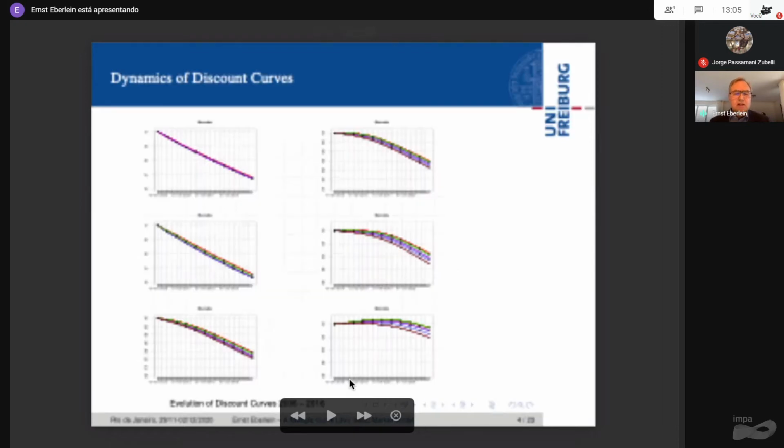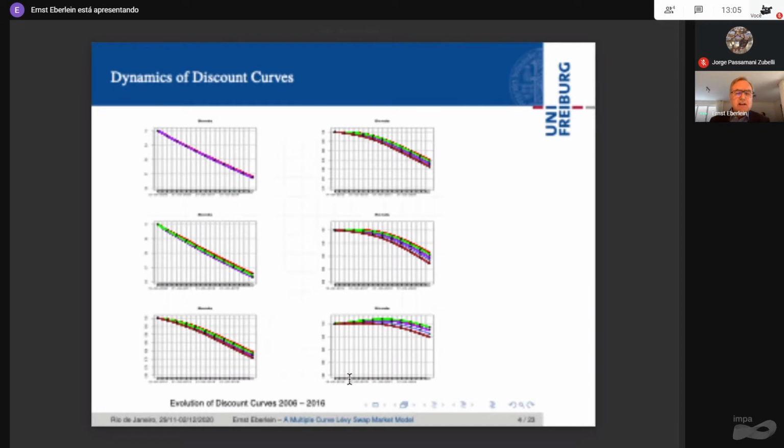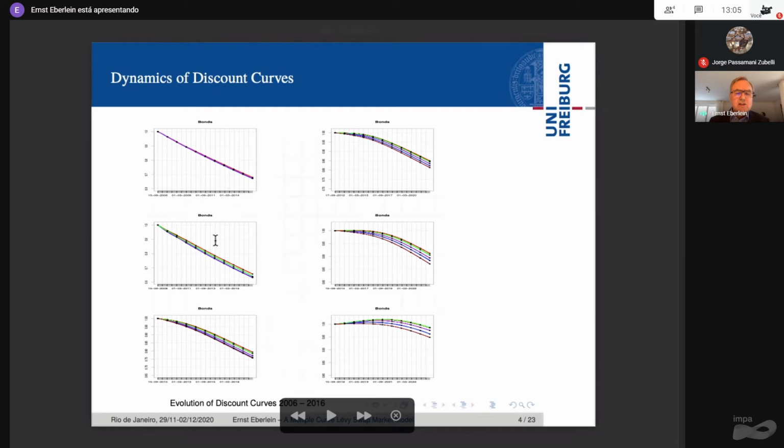Another way to look at it is to look at the discount curves. Here we have discount curves from 2006, 2008, 2010, 2012, 2014, 2016, and you see how these discount curves, which correspond to specific tenors, here the overnight rate, the 1 month, the 3 months, the 6 months, and the 1 year rate, drifted apart, and that's the situation until now. And as a consequence, the classical single curve models do not work anymore.